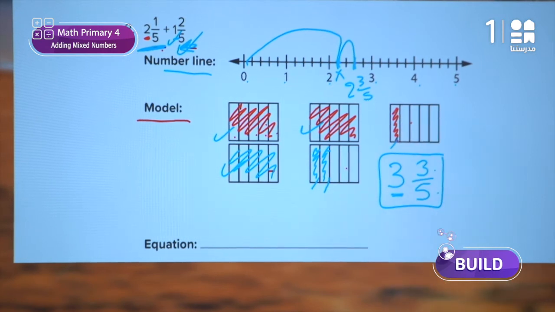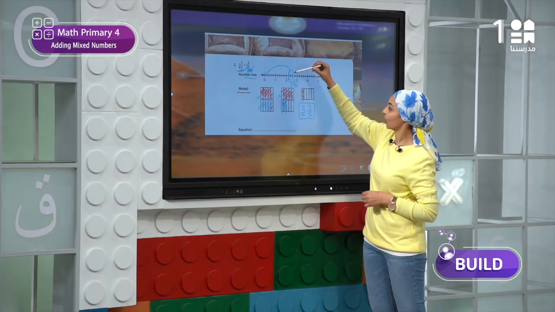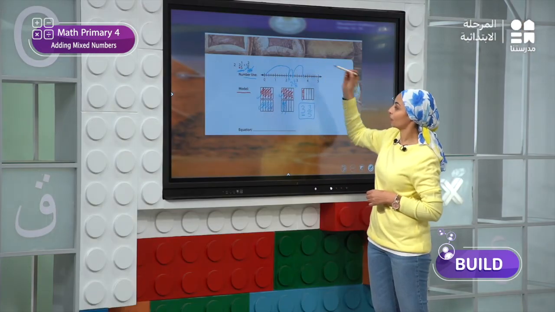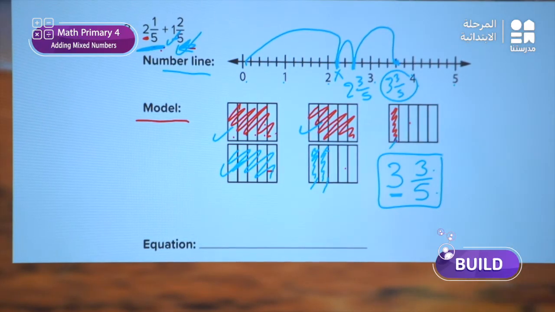So when I add 1 whole, I will go to 3 and 3 over 5. 3 and 3 over 5, like this. Here is 3 and 3 over 5, right?